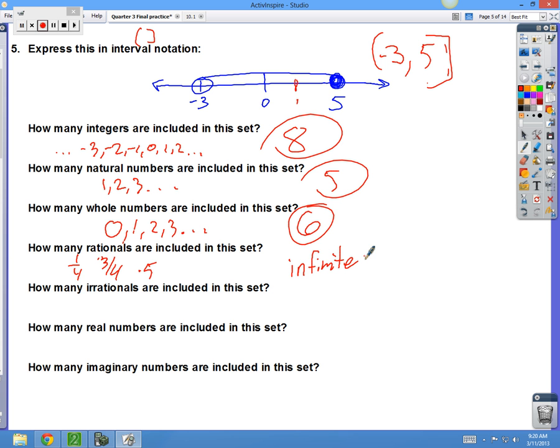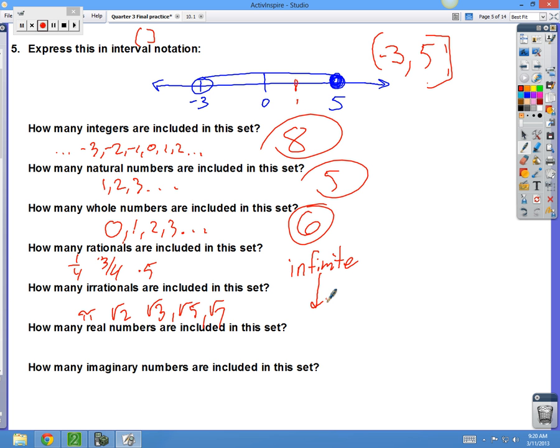How many irrationals? Okay, the irrationals are pi. They are decimals that go on forever with no pattern. Pi, square root of 2, square root of 3, square root of 5, square root of 7. Yeah, same thing. Infinite amount, infinity.